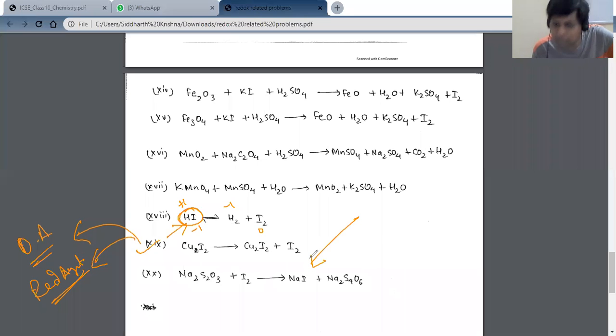Sir, H should have 0, I think so. HI should have 0. No, hydrogen H2, H2 is 0. Okay. Sir, HI and CuI2 are the oxidizing and the reducing agents. Yes.